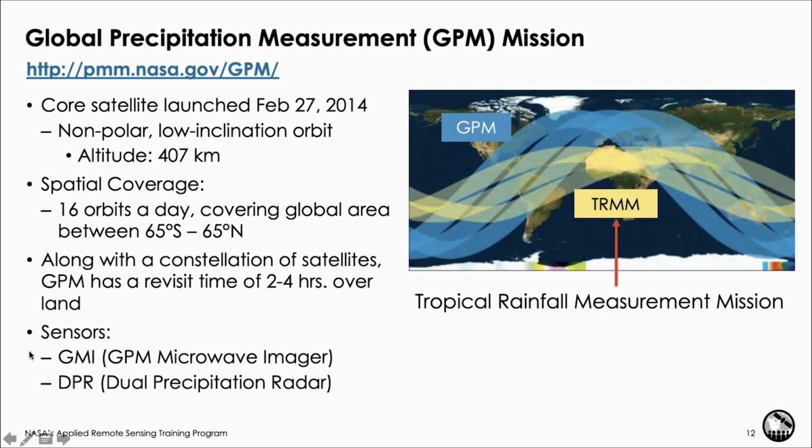And the sensors included in GPM are the GPM Microwave Imager, or GMI, and the Dual-frequency Precipitation Radar, or DPR. So GPM has products based on GMI and DPR individually as well as combined GMI and DPR.